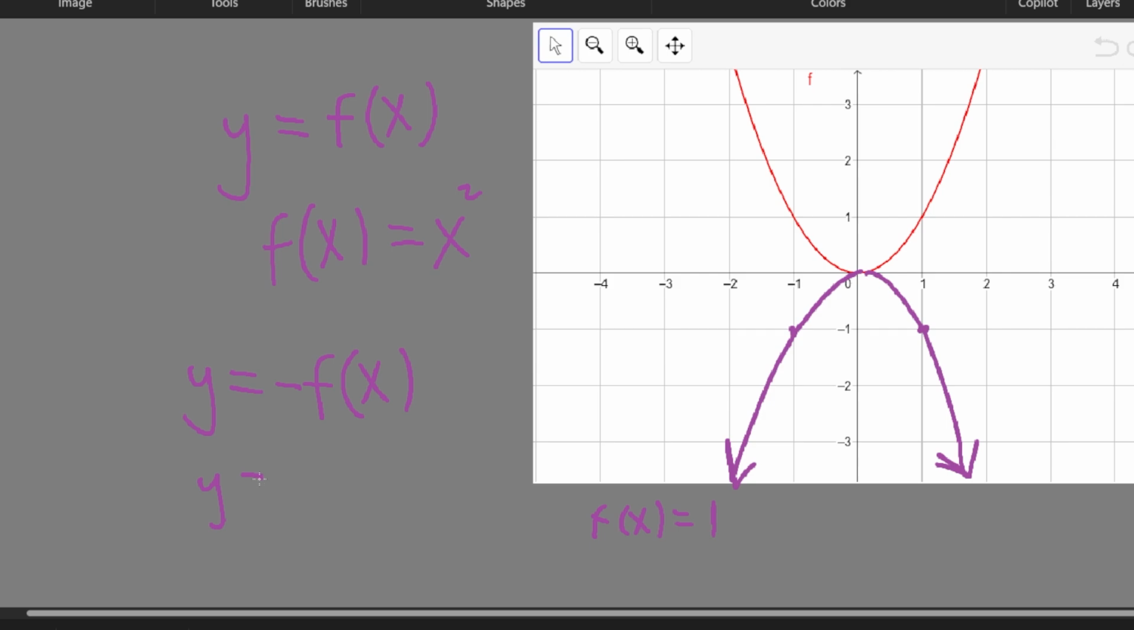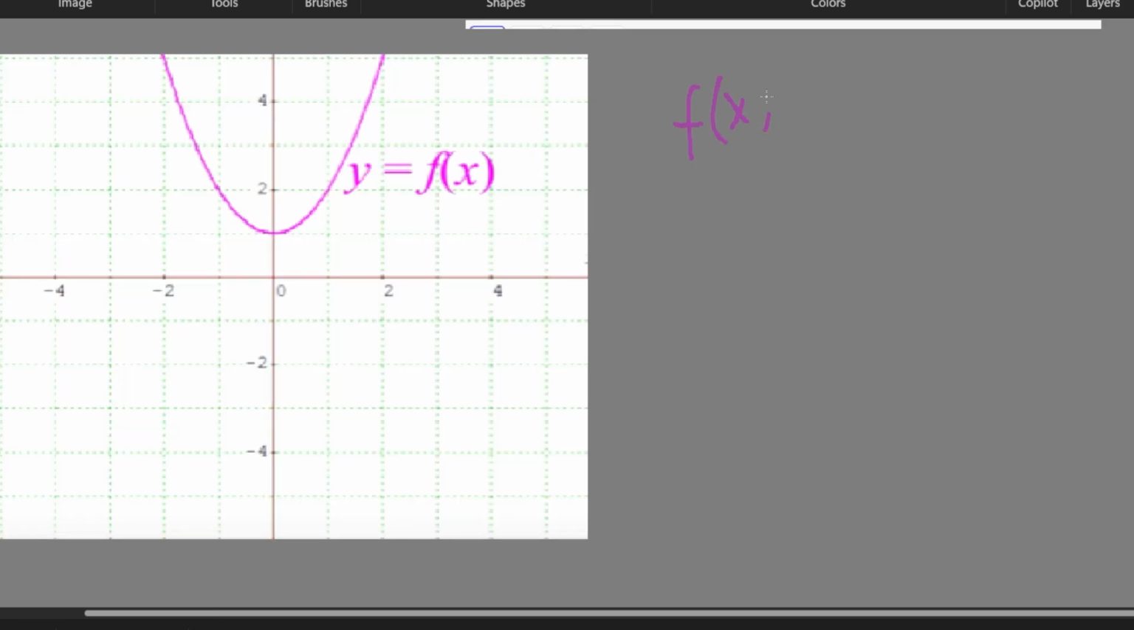So we could just say that y is equal to negative x squared. And then just multiply this by -1, and y is equal to negative x squared. We can recognize that f of x here is equal to x squared plus 1, and if we transform this to y equals negative f of x, it would be y equals negative x squared plus 1, which makes this y equals negative x squared minus 1 when you distribute it.